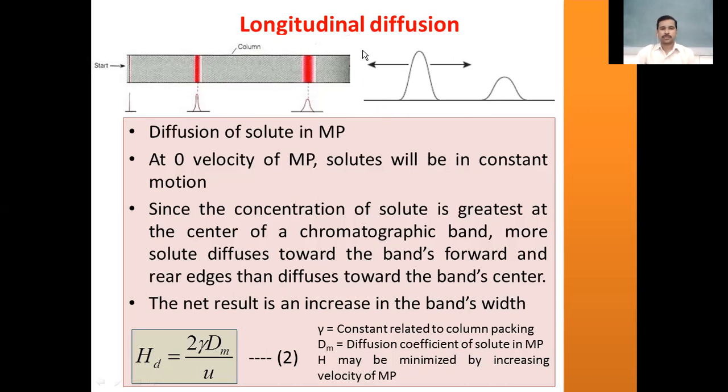Therefore, this longitudinal diffusion will also increase the height of the theoretical plate, and that is denoted by HD, where H is the theoretical plate height and D stands for diffusion. Due to longitudinal diffusion, the plate height is increased, and that is written as HD = 2 γ Dm / u, where γ is a constant related to column packing, Dm is the diffusion coefficient of the solute in the mobile phase, H is the height of the theoretical plate, and u is the linear velocity of the mobile phase.